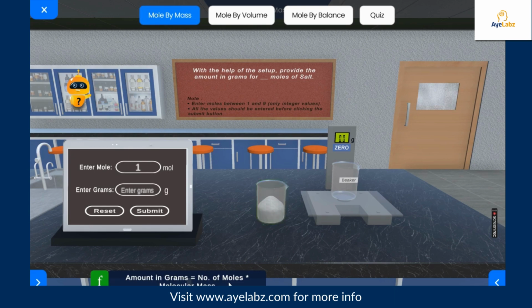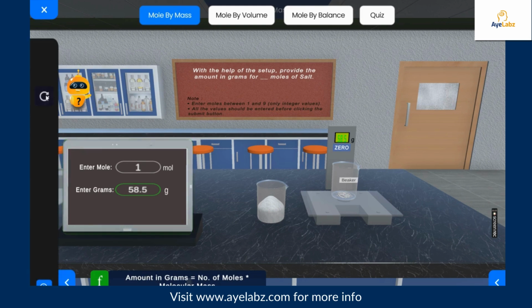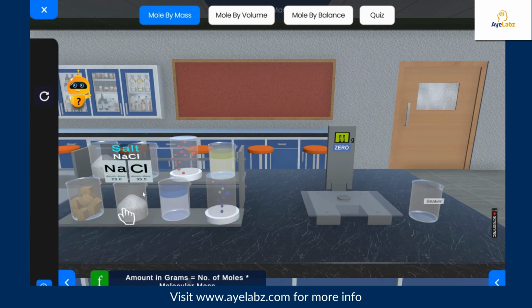We know that the molecular mass of NaCl is 58.5. So 1 mole is equal to 58.5 grams. Let me click on submit to check whether the answer is right or not. That is right. That is indicated by the green color, and automatically it adds that much NaCl to the beaker. You can do one more or any other gaseous and liquid substances from the list.